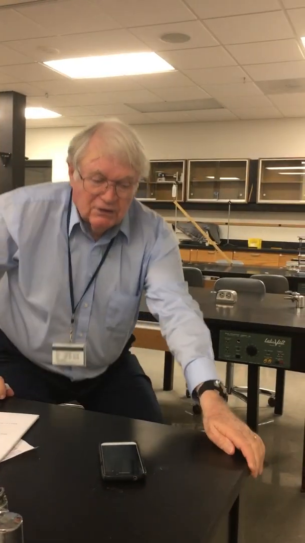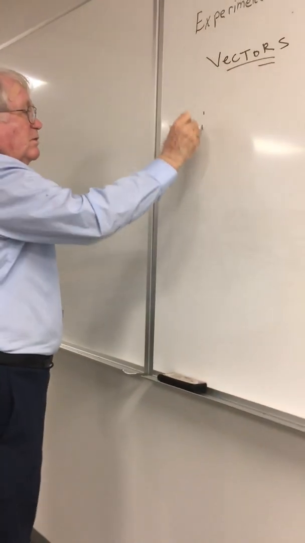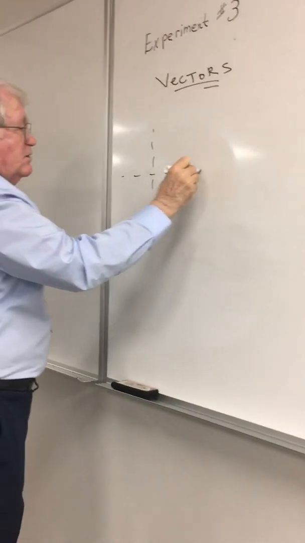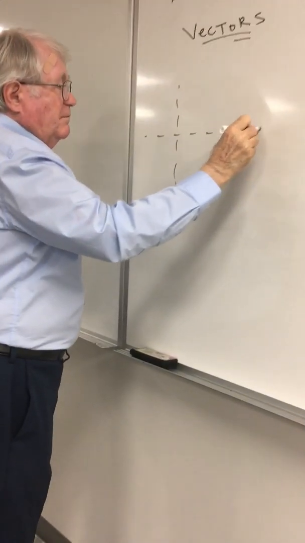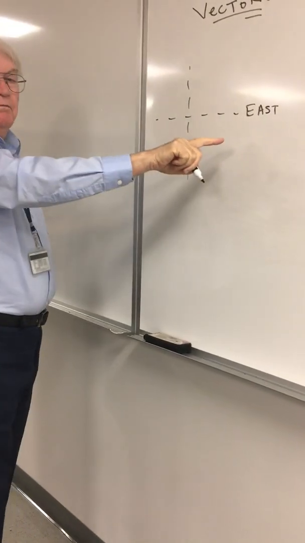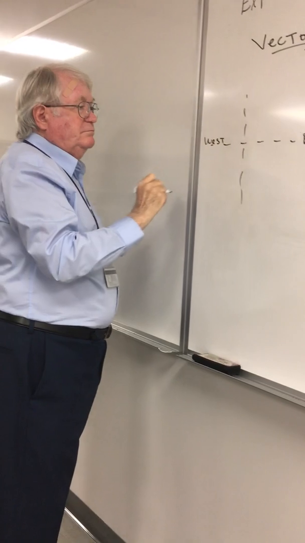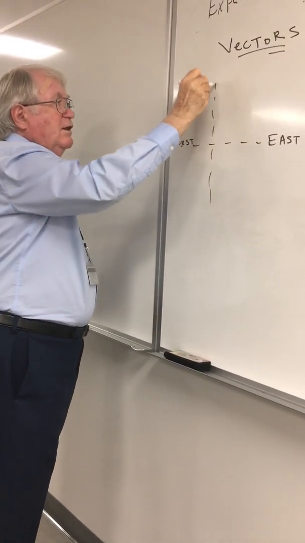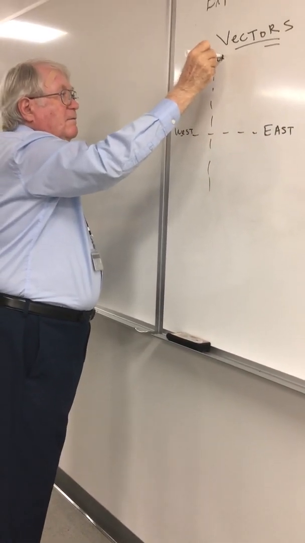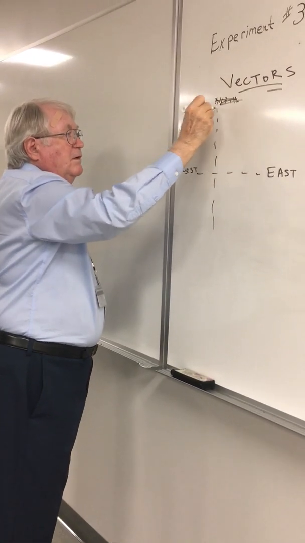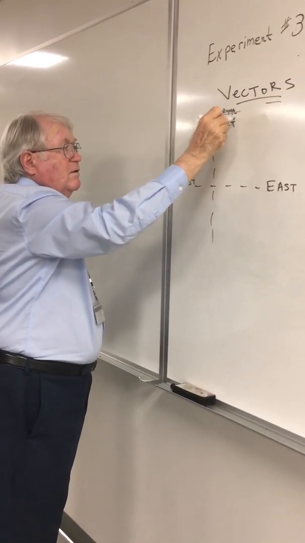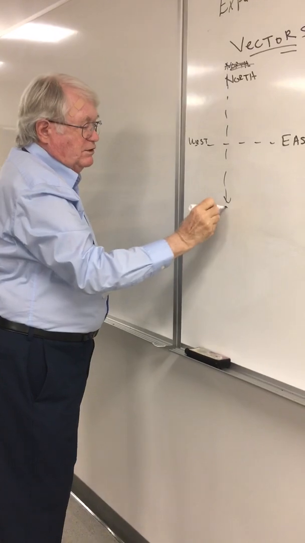Well, what I'm going to do on the board is make a vector to represent these. And this one says 50 pounds due east. Well, first of all, I'm going to say east goes this way. If it's going in the plus x direction, then this would be west. East, west, this is north. Maybe I should make that bigger, north. And down here, this would be south.